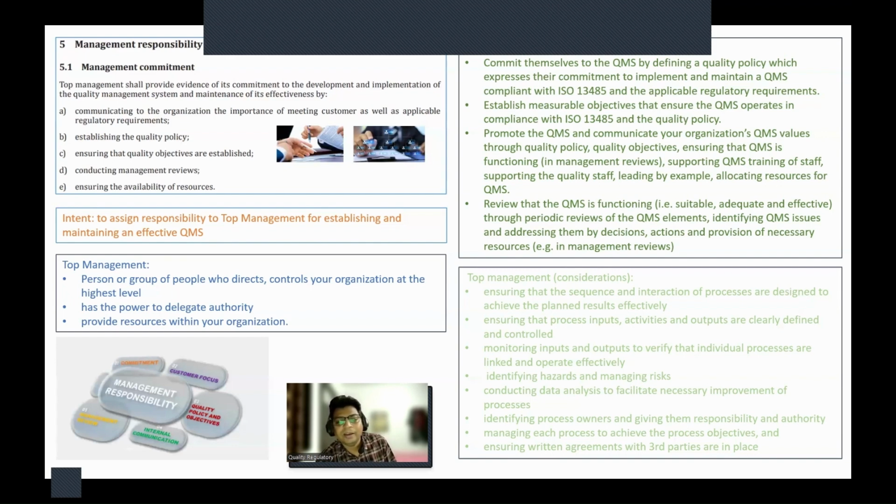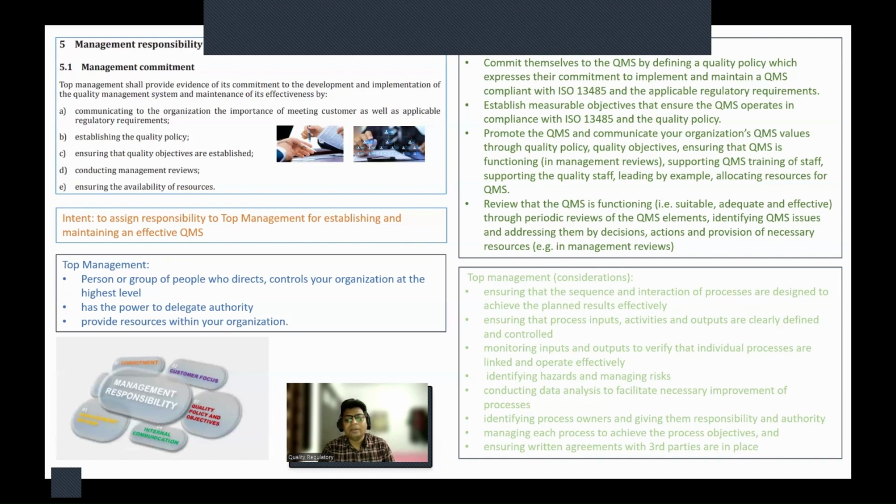Then, conducting data analysis to facilitate necessary improvement of processes. The data analysis may be of multiple processes: QMS processes, production processes, complaint data analysis. All this analysis is required so that areas of improvement can be determined from there.